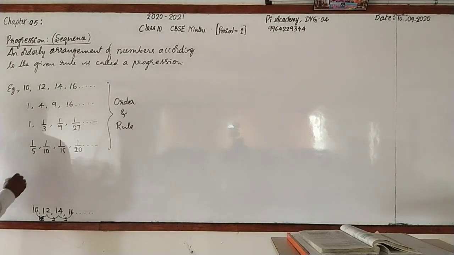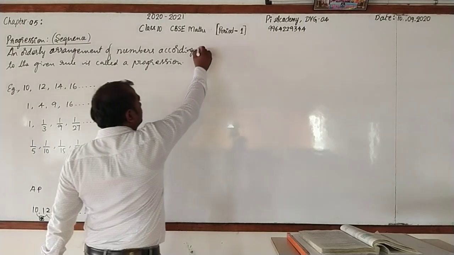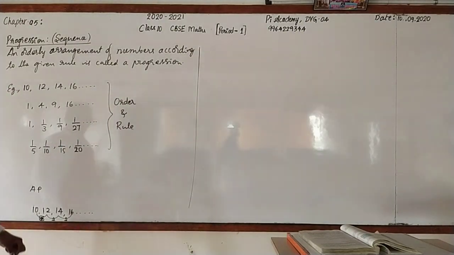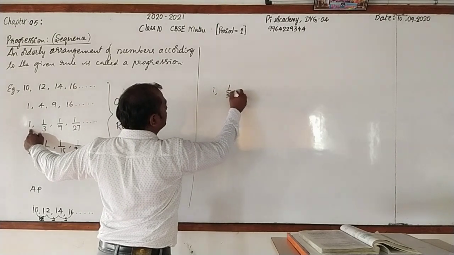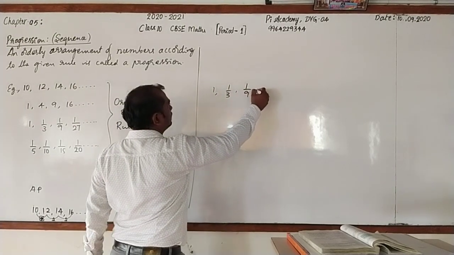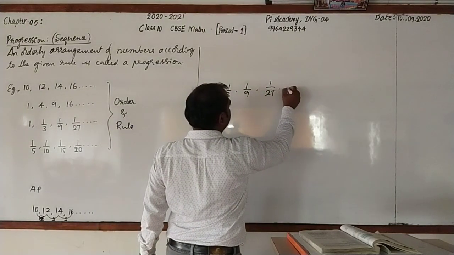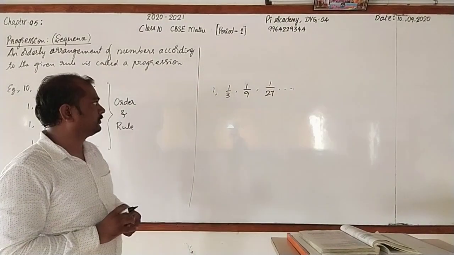This is the first type. What is it? Arithmetic progression and is abbreviated as AP. Similarly, I'll take one more example. Observe it. Here I'll take 1 by 3, 1 by 9, 1 by 27 and so on.